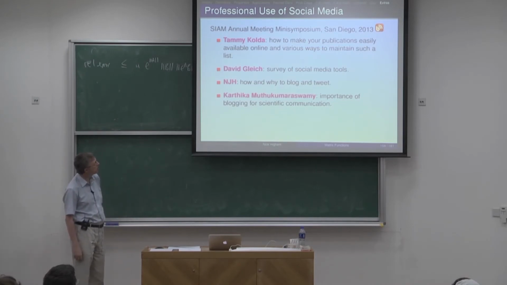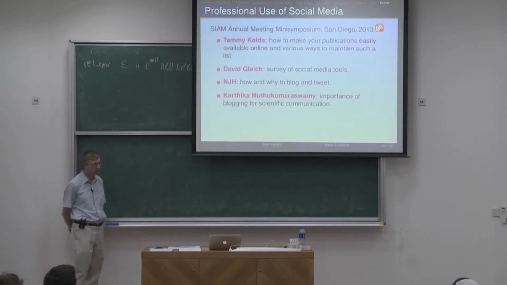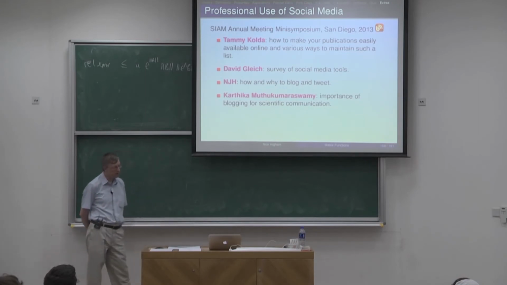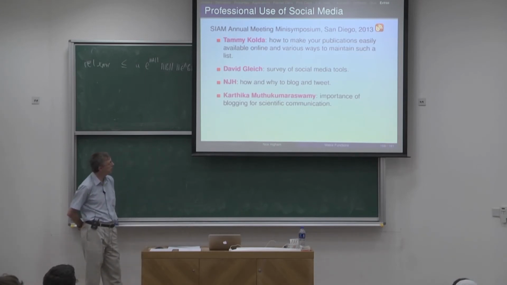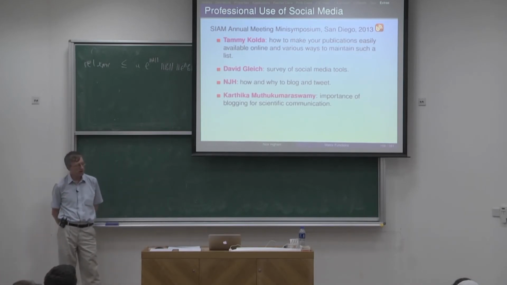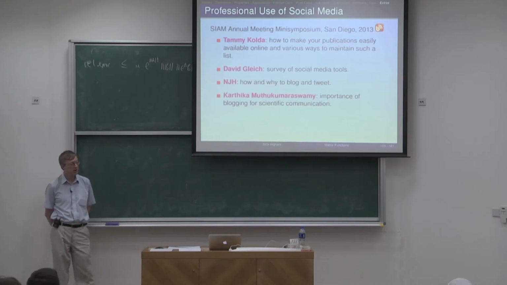David Gleich gave a good survey of different social media tools as well that's worth looking at. I was talking about blogging and tweeting, and Karthika from SIAM was talking about more generally the importance of blogging for scientific communication, and making the point that there's not so much in the way of scientific journalism nowadays. The New York Times used to have a lot more in the way of articles about mathematics and mathematical topics. They have far less nowadays.